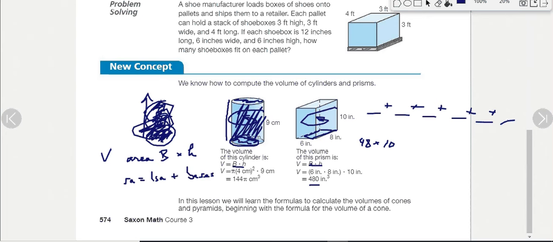In this lesson, we're going to do the same thing. We're going to do volume. We're going to do it for cones. So circular base, rounded top. It's sort of like the pyramid version of the cylinder. And then pyramids, which do have triangular faces that meet at a point and have a rectangular bottom, right? So let's take a look.